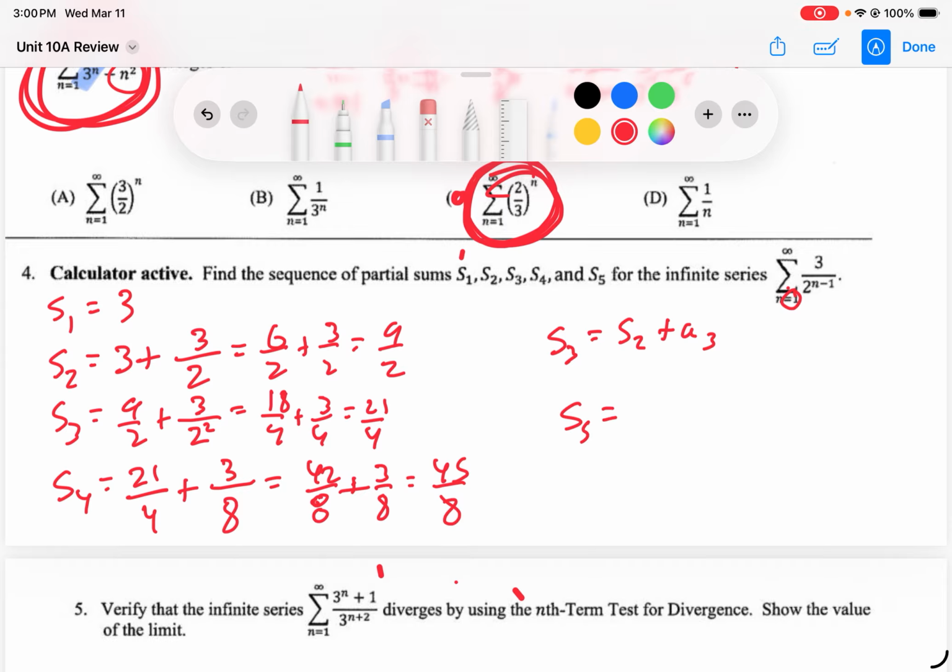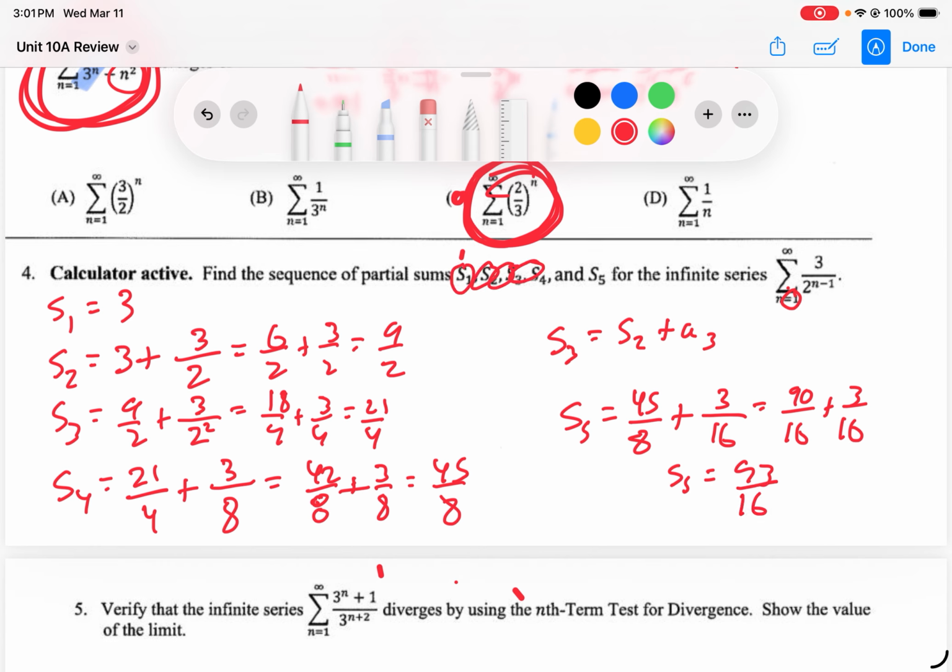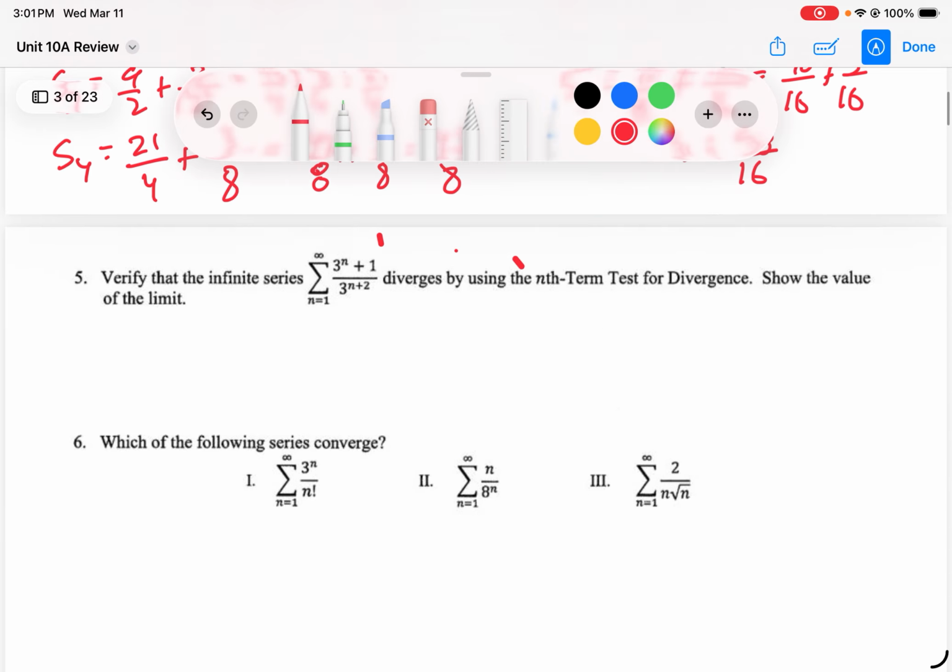It said find S5. S5 is S sub 4 plus a sub 5. So the fourth partial sum plus the next term of the sequence, the fifth term. So 3 over 2 to the fourth, and 2 to the fourth would be 16. Common denominator would be 90 over 16 plus 3 over 16. So S sub 5 would be 93 over 16. All right, just getting familiar with what S sub 1, S sub 2, S sub 3, S sub 5 mean, partial sums. Okay, that's it for that one.